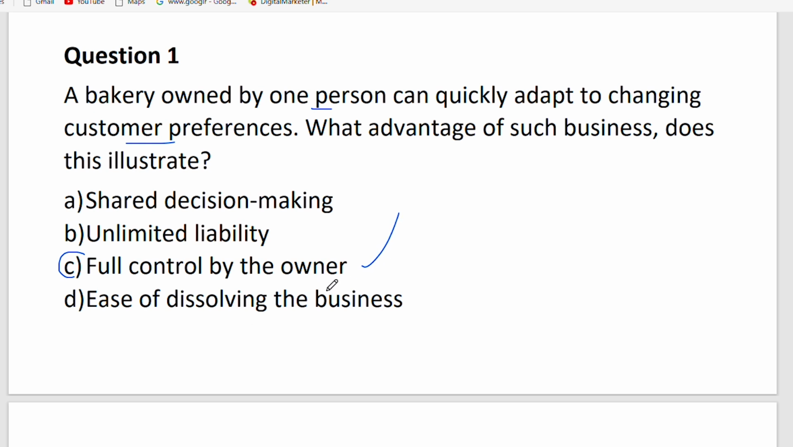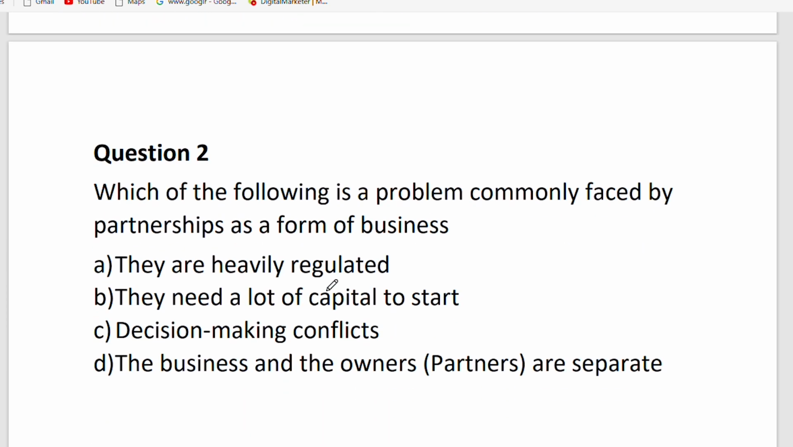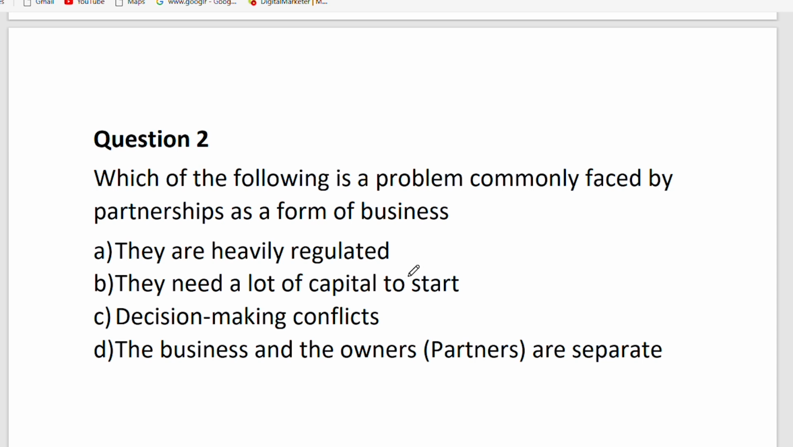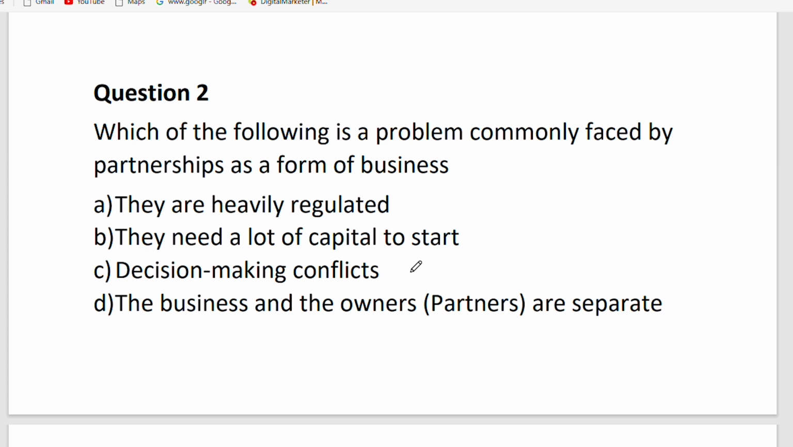So there you go. Now, number two: which of the following is a problem commonly faced by partnerships as a form of business? Well, are they heavily regulated? Not really. Business regulations just depend on what you're dealing with. They need a lot of capital to start? No, they don't, unless you're starting a big one. Decision-making conflicts. Are the business and the owners, in this case partners, separate? Not really, they're the same thing. So it's a decision-making thing, because you are many.